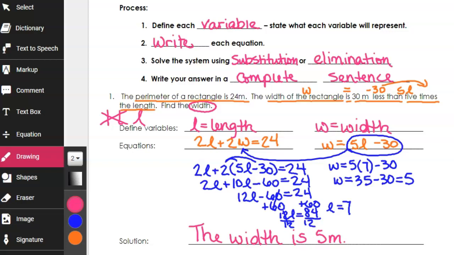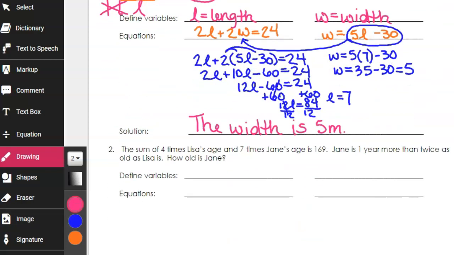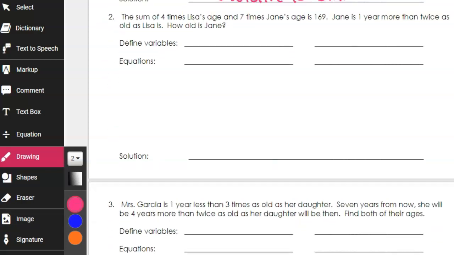So there is problem number 1. Okay, let's move on to problem number 2. In problem number 2, it says the sum of 4 times Lisa's age and 7 times Jane's age is 169. Jane is 1 year more than twice as old as Lisa is.